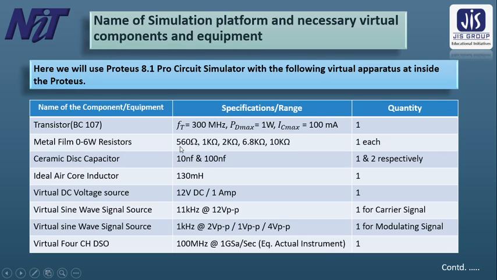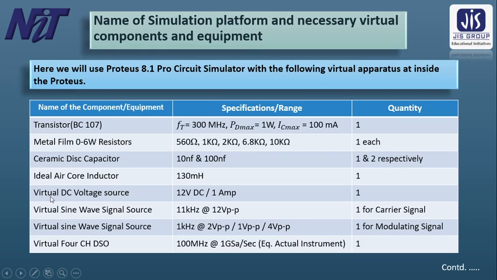Five metal film resistors of 560 ohms, 1 kilo ohm, 2 kilo ohms, 6.8 kilo ohms, and 10 kilo ohms, each used in one quantity. Two types of ceramic disc capacitor we have used: one is 10 nanofarad, another is 100 nanofarad. One ideal air core inductor we have used, which has a value of 130 millihenry.